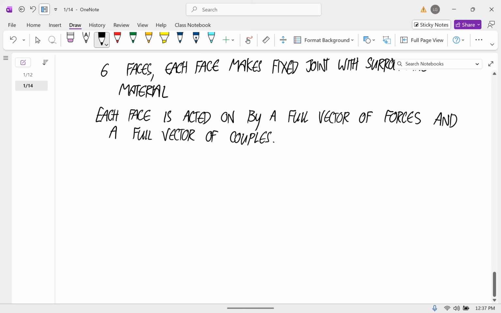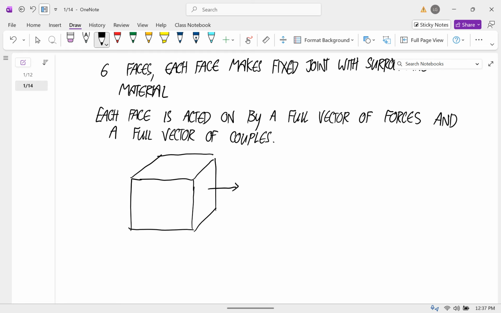Okay, so let's see where we're at now. So here's our infinitesimal cube. And we have a force vector like this. And then we have a couple vector like this. And we have the same thing over here. And there's no reason that these have to have any relationship to each other.